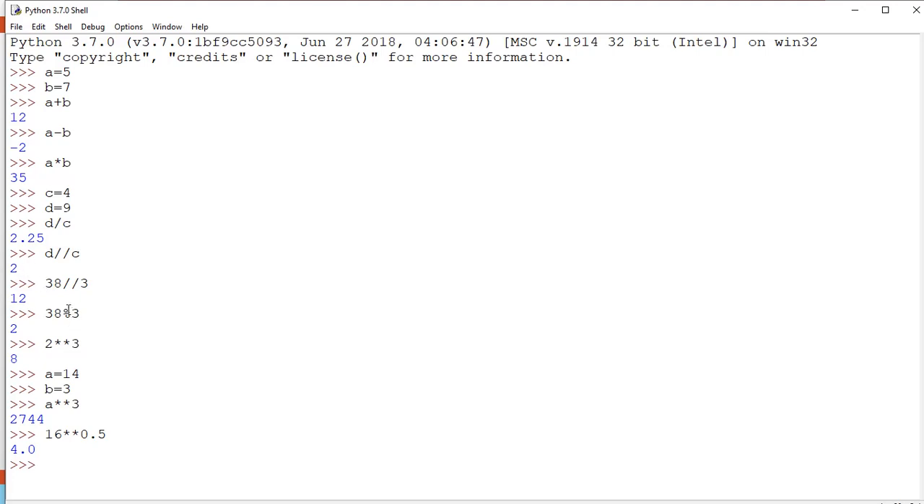Okay, this is the modulus operator. Modulus means it is going to provide you the remainder. So you can see 38 modulus 3 is going to give you 2.